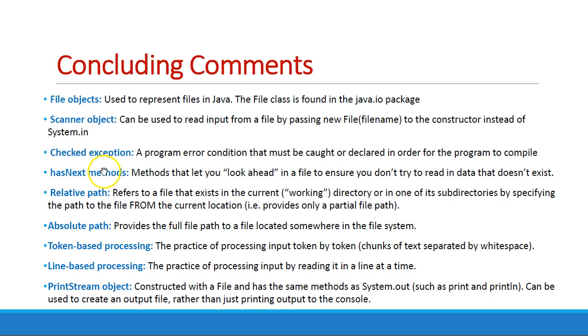So there's hasNextInt, hasNextDouble, or just hasNext for another string. We talked a little bit about relative paths and absolute paths, and how on Windows you're going to provide a slash instead of a backslash. And then we talked about the two ways that you can read the files, either with token-based processing, so you're ignoring white space, or with line-based processing, and then you will get the whole line, although you can still end up ignoring white space through using a scanner on that line. So you can have nested scanners.